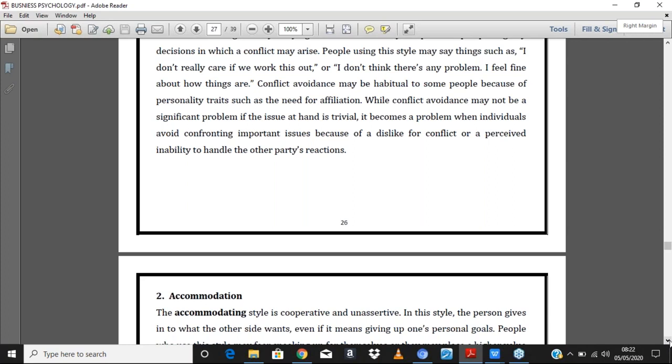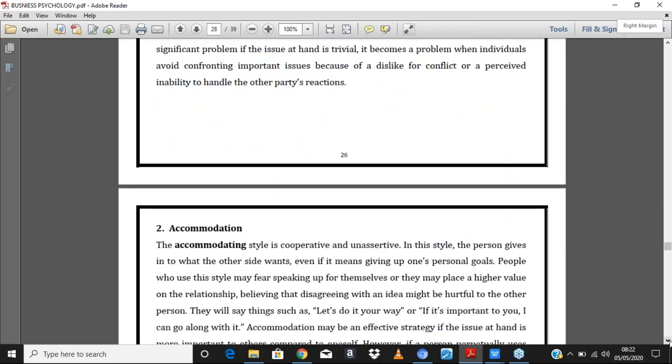and because of their personality trait of avoidance of problems, they also tend to avoid conflict. So the first style is avoidance. They do not want to have any challenge or problem. Okay, so the next thing is accommodation.